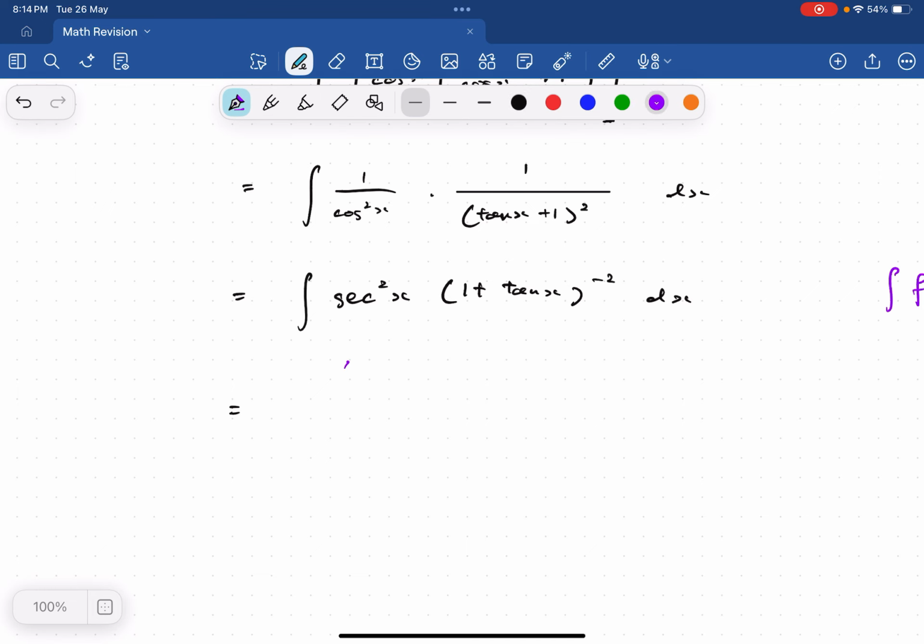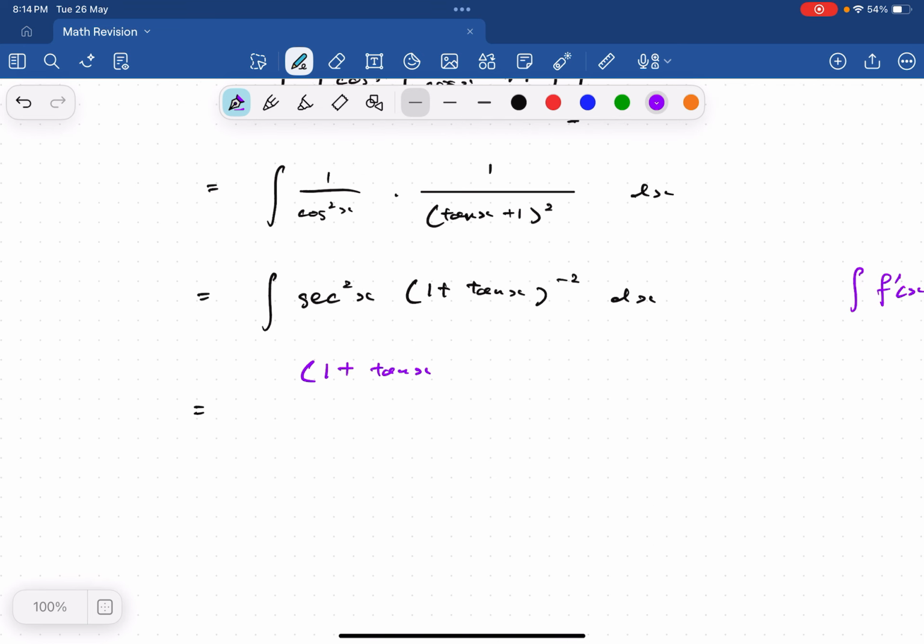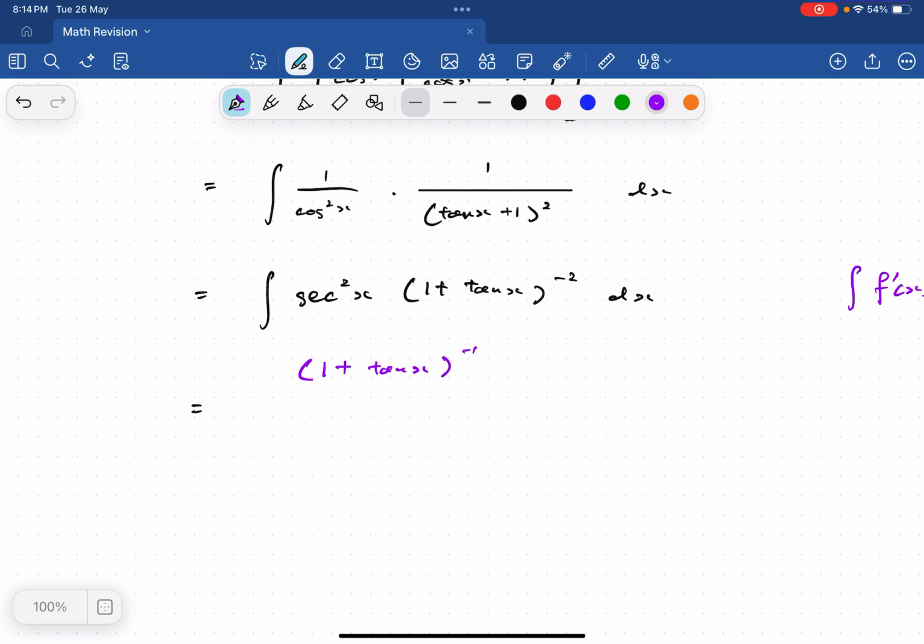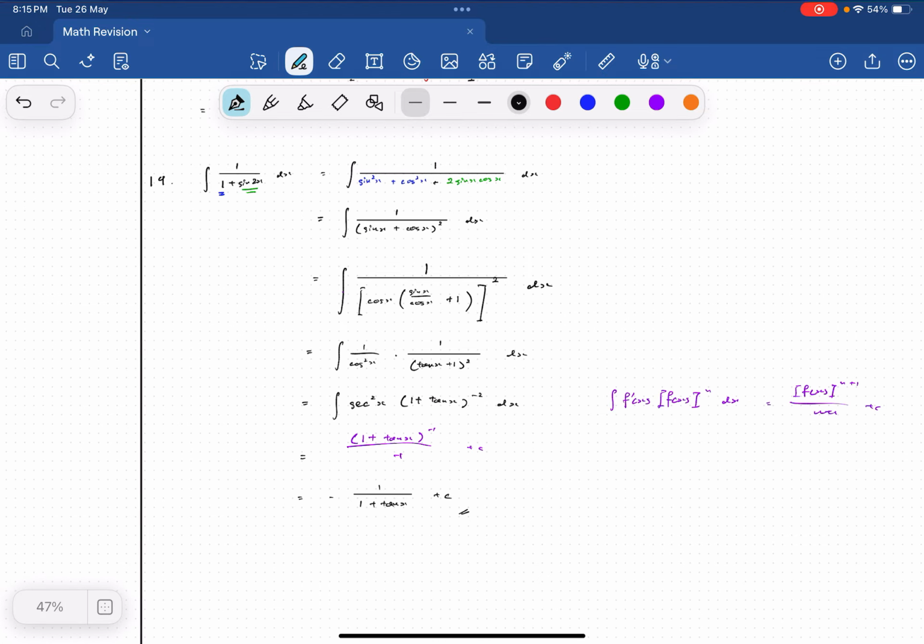This is just going to be, because this was originally power minus 2, this will be 1 plus tangent x to the power minus 1 over minus 1 plus c, and I'm going to tidy this up because I don't like to leave my answers this ugly. It becomes minus 1 over 1 plus tangent x plus c. Okay, so yeah, this was really not an easy integral. I've left the best for the last.